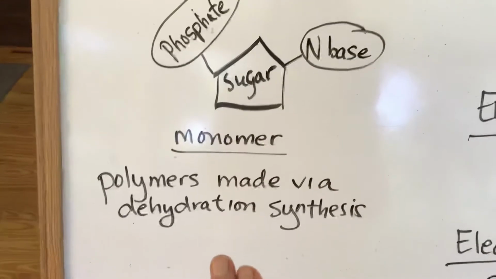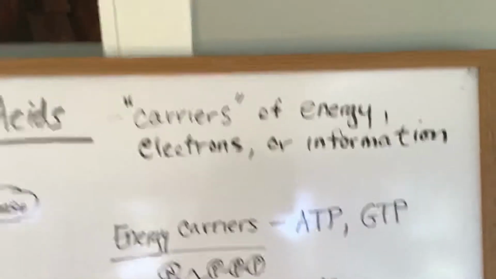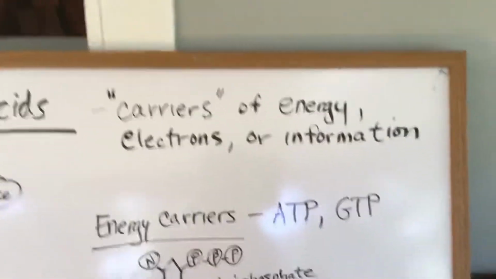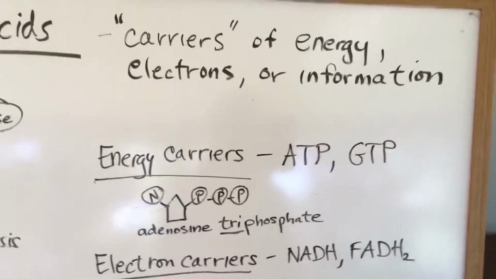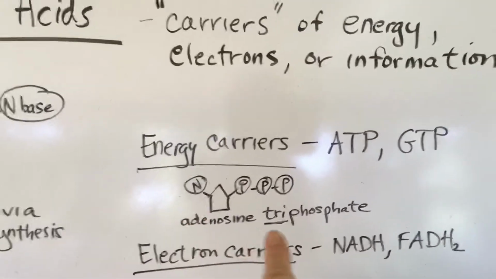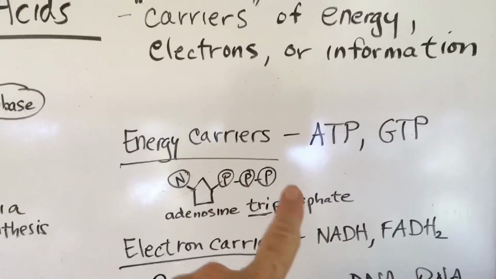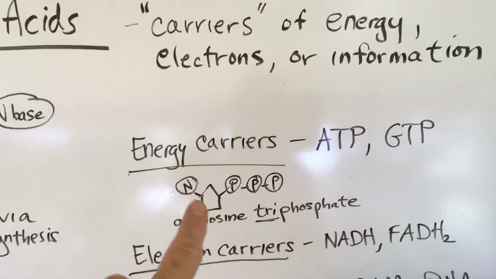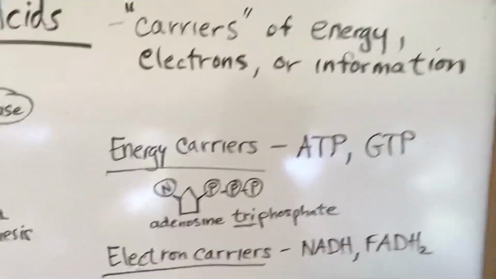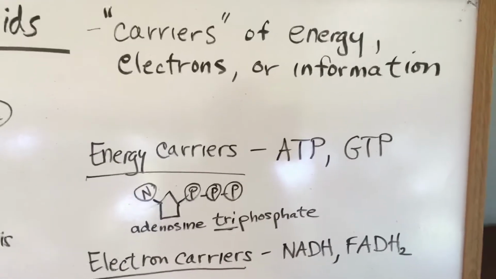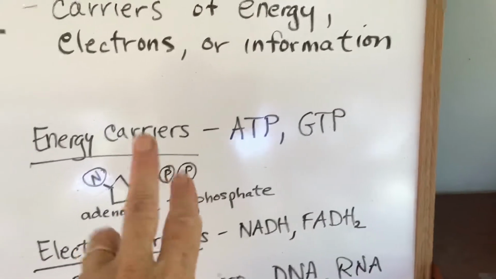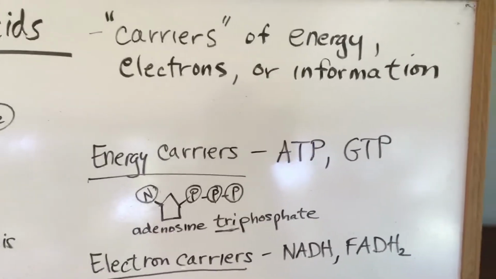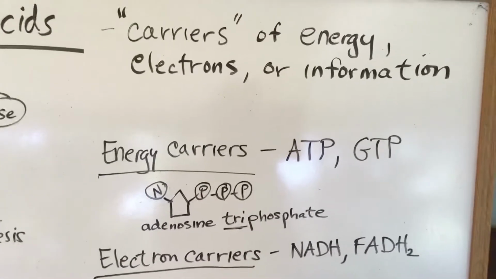Polymers, of course, are made again through dehydration synthesis. Nucleic acids are carriers of things. They carry energy, they can carry electrons, or they can carry information. A typical energy carrier is ATP, or adenosine triphosphate. That is, it has 3 phosphate groups on its sugar, nitrogen, other connector. ATP is the major energy carrier for all cells, where the breaking off of a phosphate group will deliver energy to a chemical system. And we will talk more about that in a little while.